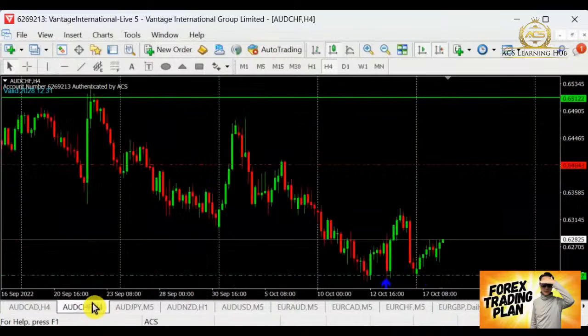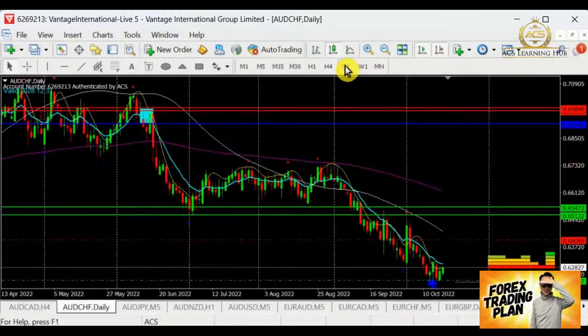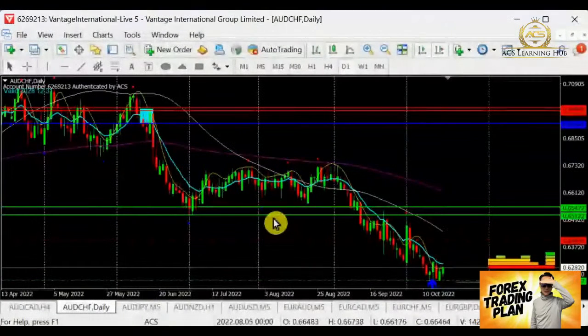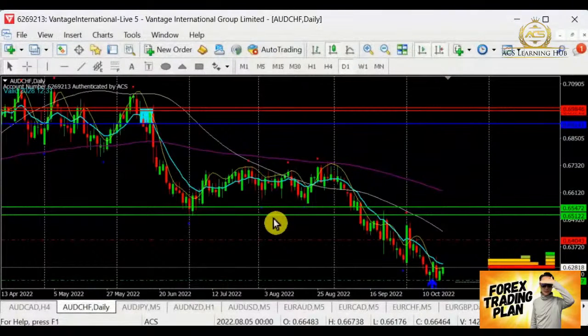So next to go, Aussie franc. Let's take a look at Aussie franc. Aussie franc, same thing as Aussie CAD. So tentatively, we are still looking out for the buying side. Tentatively on the buying side, we are not going to sell unless it reaches the resistance up there. So still looking out for the resistance. At the moment, we are still at the verge here to look out for the resistance there.